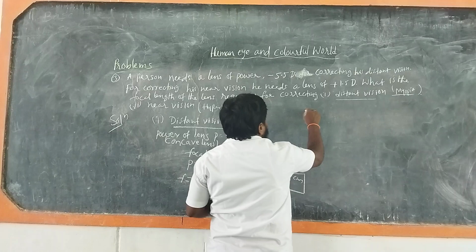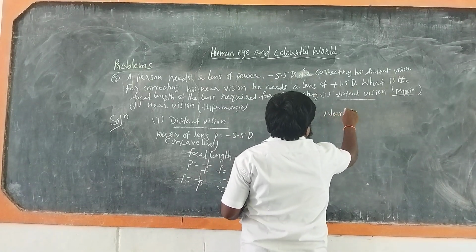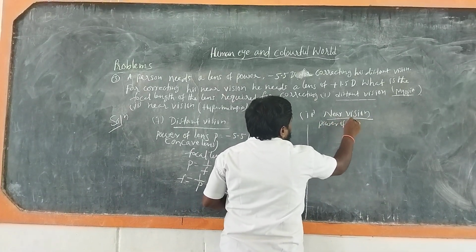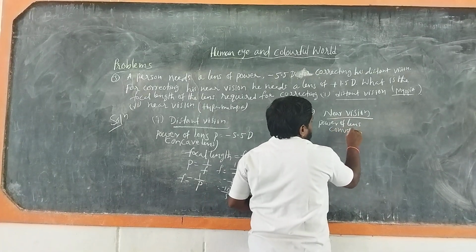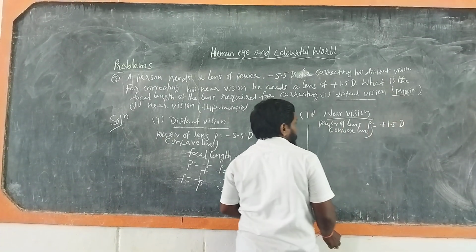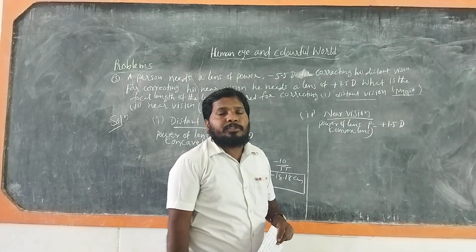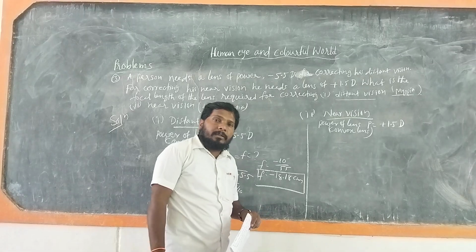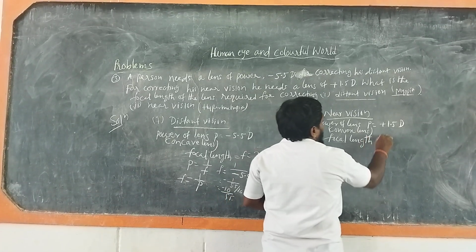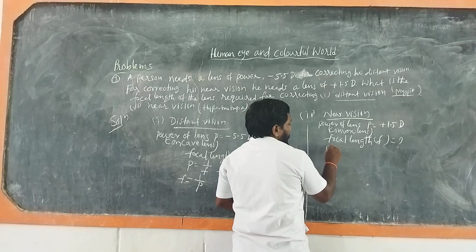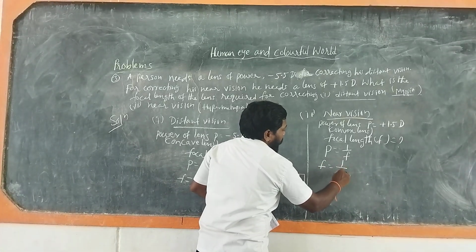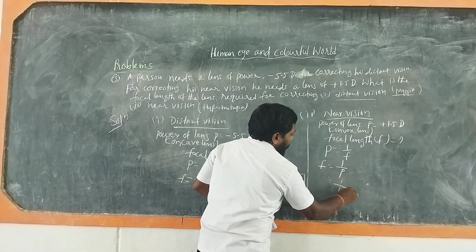Then for the second case, near vision. The lens is a convex lens, P is equal to plus 1.5 diopter. A convex lens is used for correcting the eye defect hypermetropia. So for the focal length F, we know P is equal to 1 by F, so from this we can write F is equal to 1 by P, that is equal to 1 by 1.5.